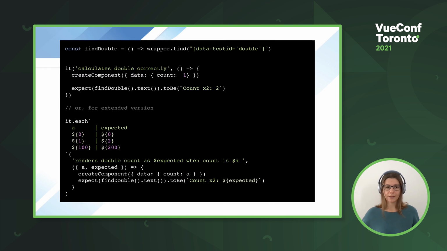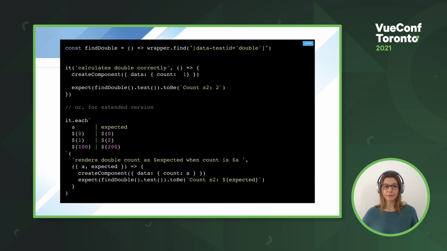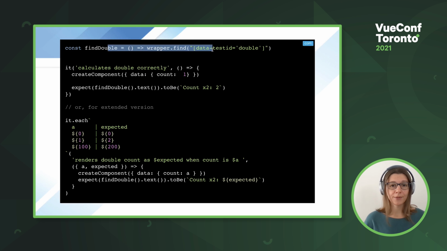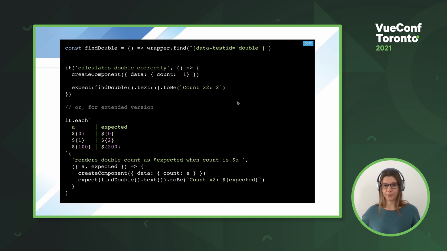Let's take a look at the test structure now. So how would we test for double? First of all, we are writing the helper. As you can see here, we are just searching for the data-test-id double. And then we are setting up the data with count 1, and we expect our HTML element with data-test-id double to have the text "count x2 is equal to 2".